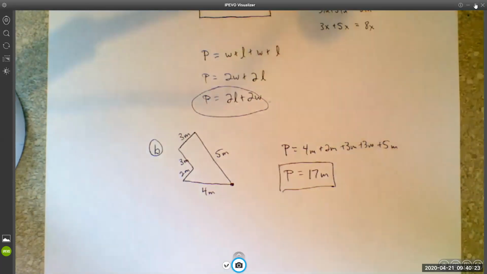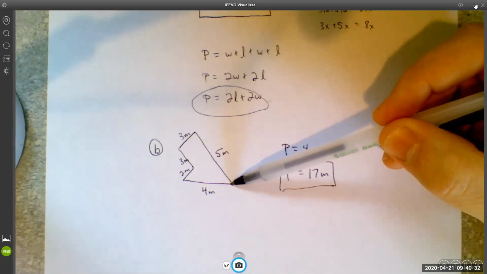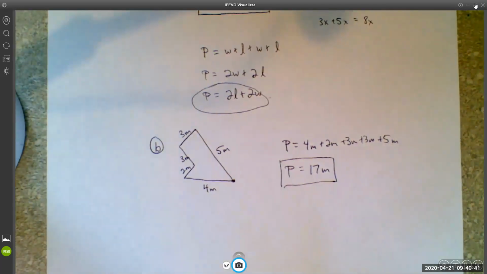So you just have to go back to the definition. What is the perimeter? And that's why it's important to understand what the perimeter is. It's just the distance around the shape. And once you realize that, well, then you can just add the things up, right? Not a big deal. Really easy problem if you understand what perimeter is. Okay. Let me give you one more.